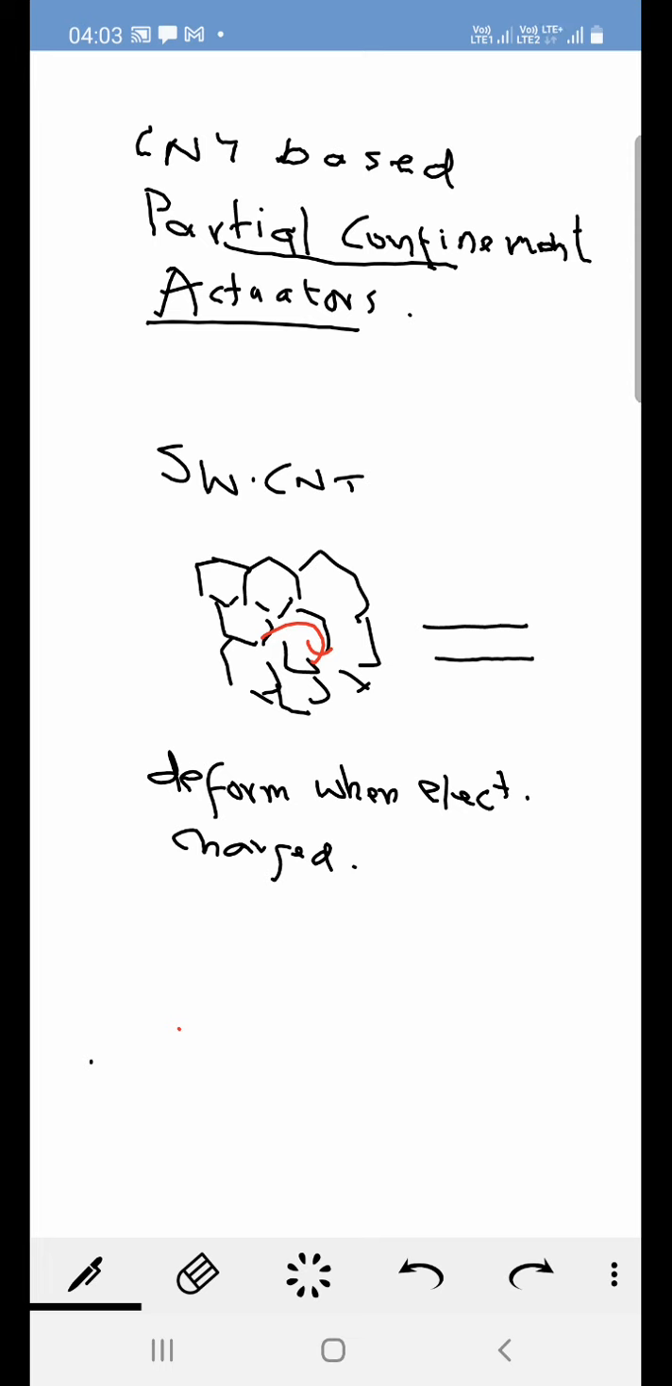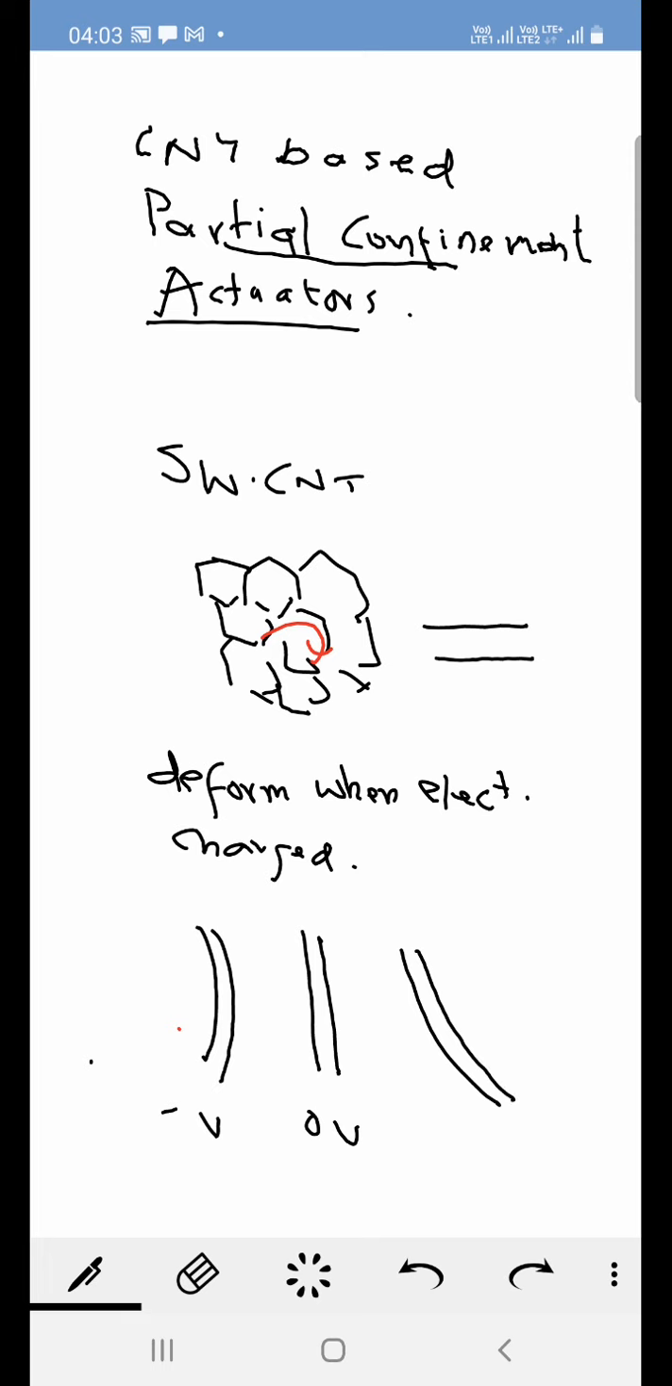That means if this is the original carbon nanotube, at 0V, application of negative voltage will make it bend in this way. Application of positive voltage will make it turn in this way. So this property of the carbon nanotube is used in making an actuator.